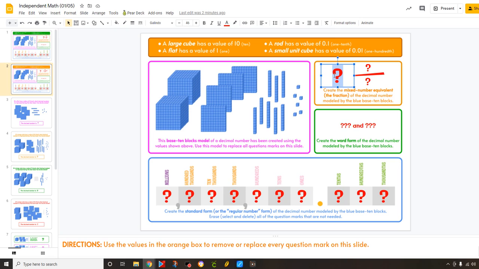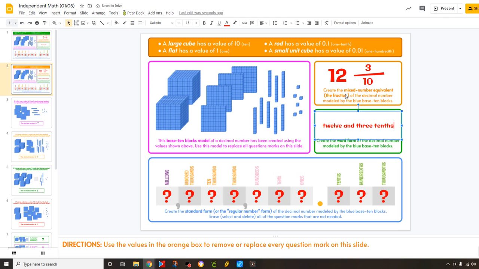I'll say 12 and 3 tenths. And I know it's wrong because I'm just making this number up, but this is for my example. So I'll say 12 and 3 tenths. I would then write 12 and 3 tenths. And that is word form.